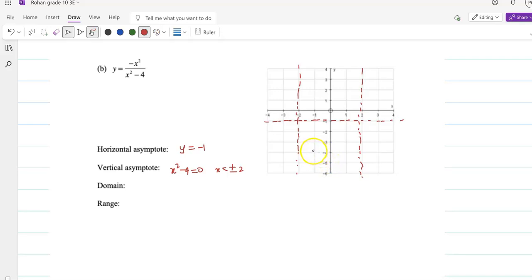Using your calculator. What if you don't have your calculator? Then you have to know calculus, and that becomes too much. You can find the x-intercept and y-intercept. For the y-intercept, you put x as 0. So 0 upon 0 minus 4 is 0, so the point is 0, 0. It passes through the origin. The x-intercept is when y is equal to 0, so again 0, 0.